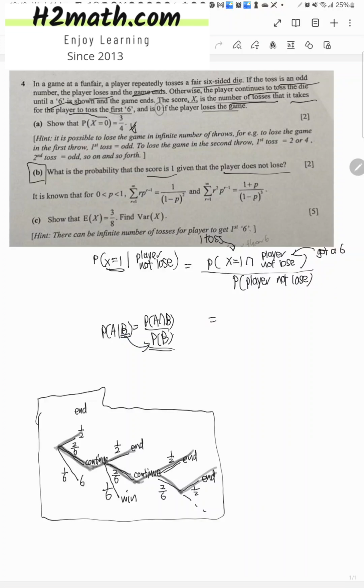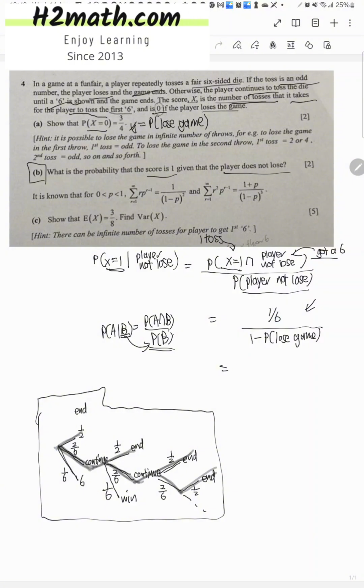So for the player not lose, for the first part, probability x equals 0 is 0 if the player loses the game. So this one is the probability of lose game. If it's not lose, probability not lose game will be 1 minus probability lose the game, right? That's the denominator. Then the numerator, 1 toss and got a 6, is just the probability of getting a 6 in 1 toss.